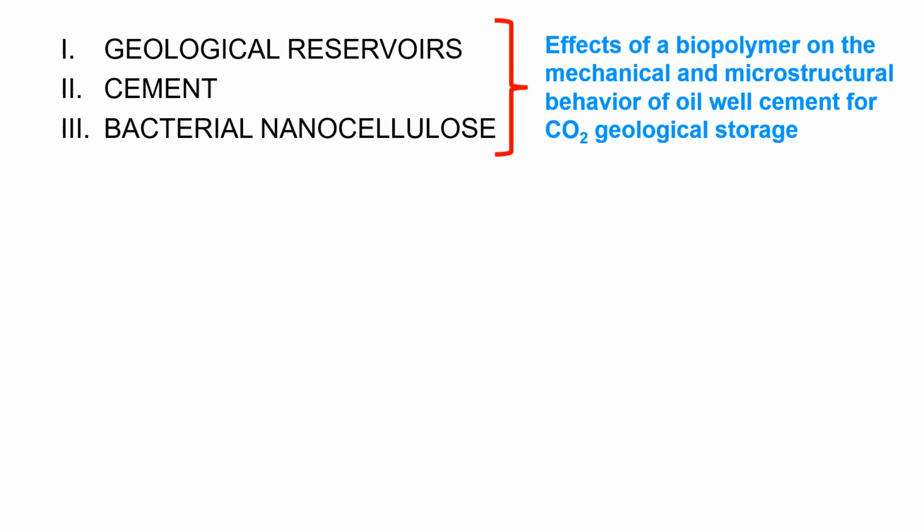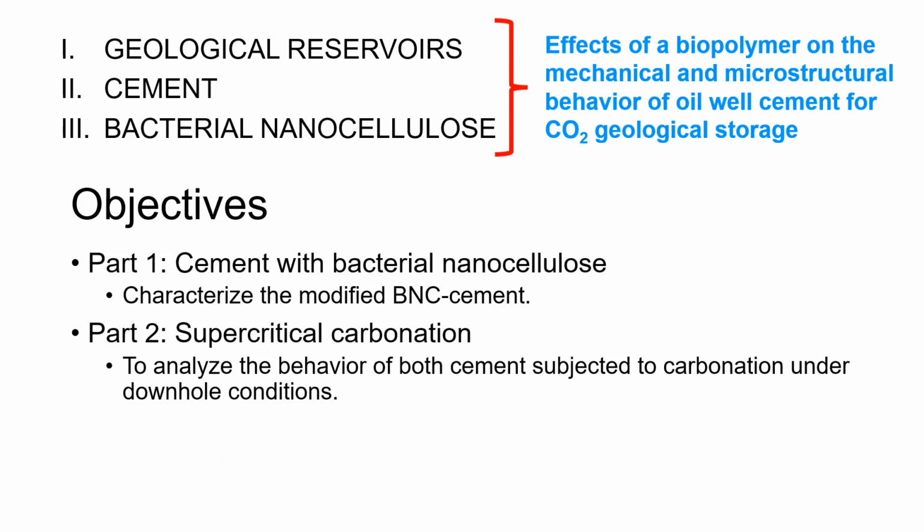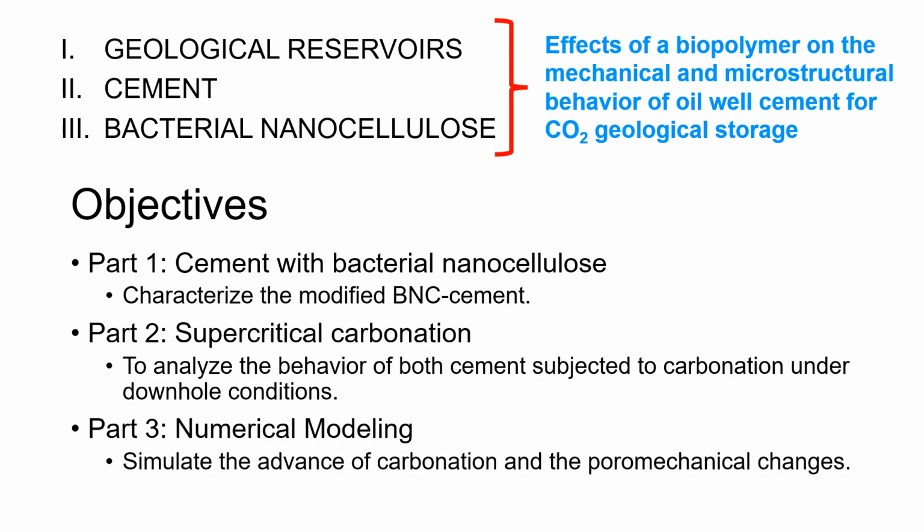Based on these concepts, we propose to determine the effects of bacterial nanocellulose on cement. For this purpose, the work was divided into three parts. The first one consisted of characterizing the effects produced on cement by the addition of bacterial nanocellulose. The second one consisted of analyzing the behavior of both cement types subjected to supercritical carbonation. And the third part involved simulating the carbonation process of experimental samples.